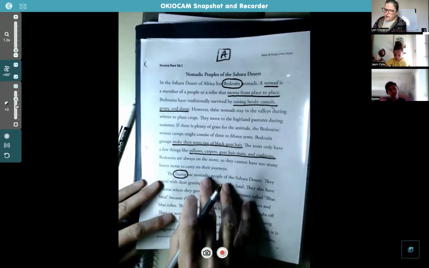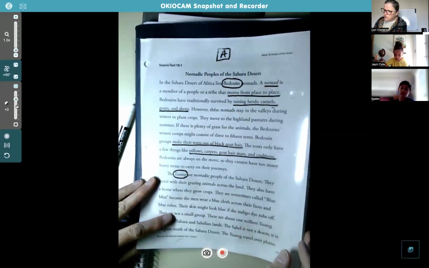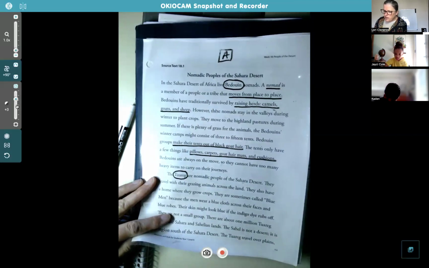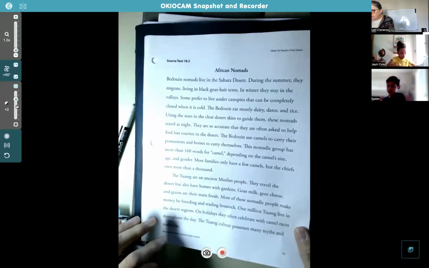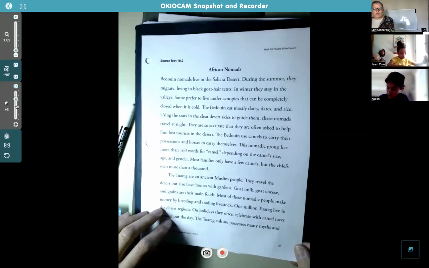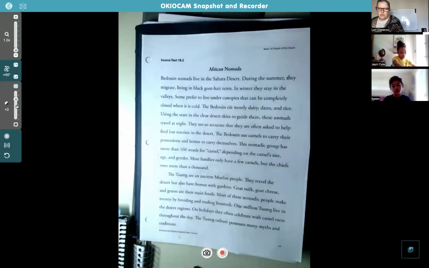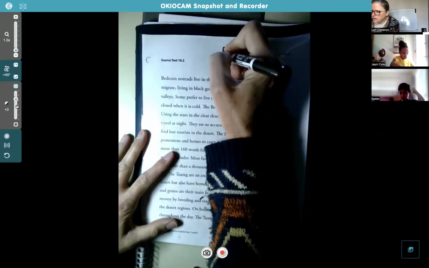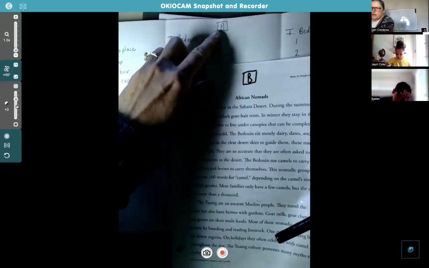And like I said earlier, we're going to skip the second paragraph about the Tuareg because we're going to do that one next week. So I want you to look for source text 18.2. That's going to be B. That's this one. And it's on page 155. And you probably guessed it. You're going to put a B at the top of this one in a box like this, because B is going to go with B here. B and B go together.